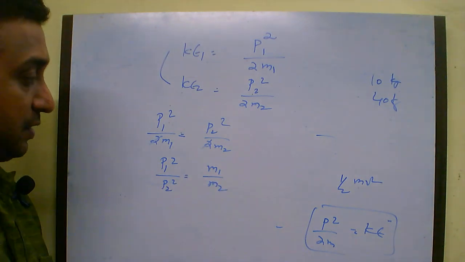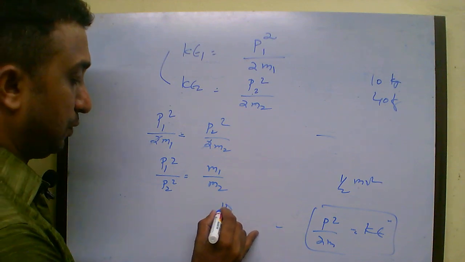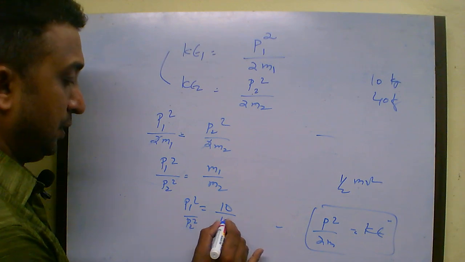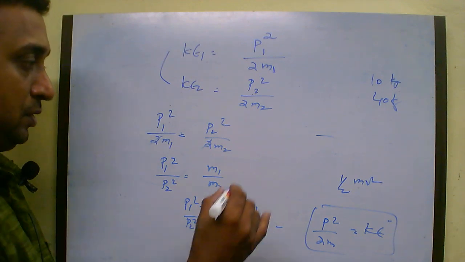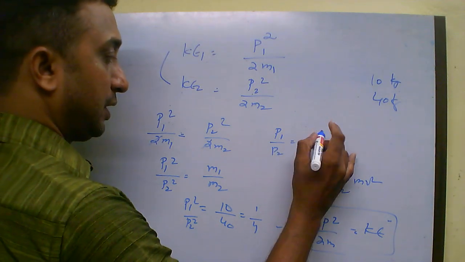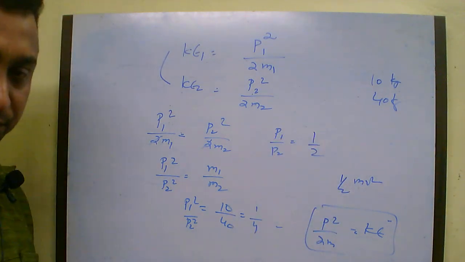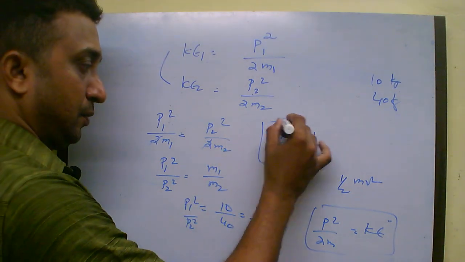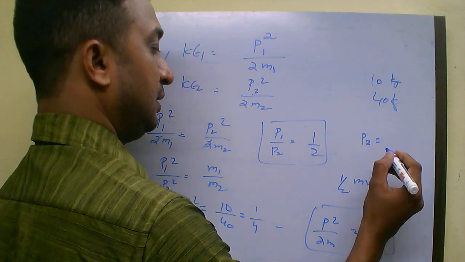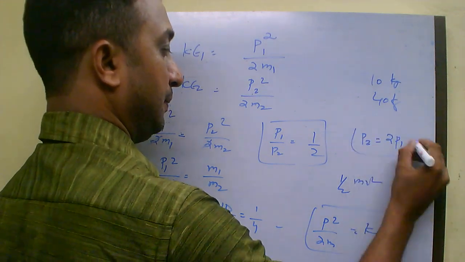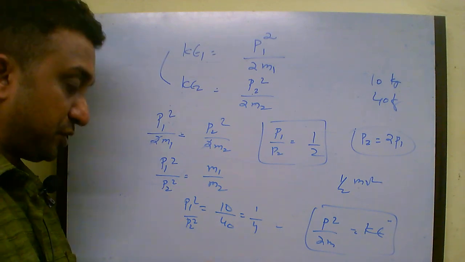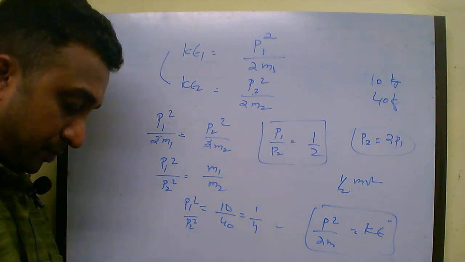Now they have asked the ratio. This m1 is 10, m2 is 40. So p1 squared by p2 squared is equal to 1 by 4. So p1 by p2 is equal to the root of it, so I can write it as 1 by 2. Or you can write p2 is equal to 2 times p1. So this is that. What is the question? What is the ratio of their momenta? It is p1 by p2 is equal to 1 by 2.